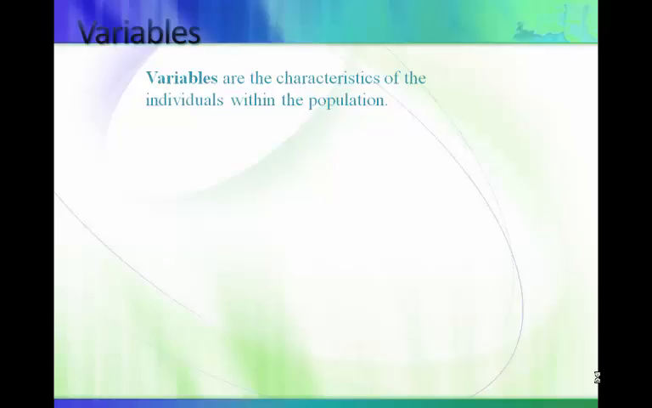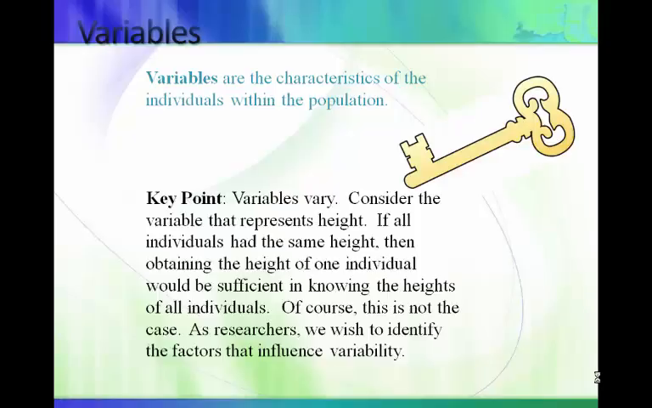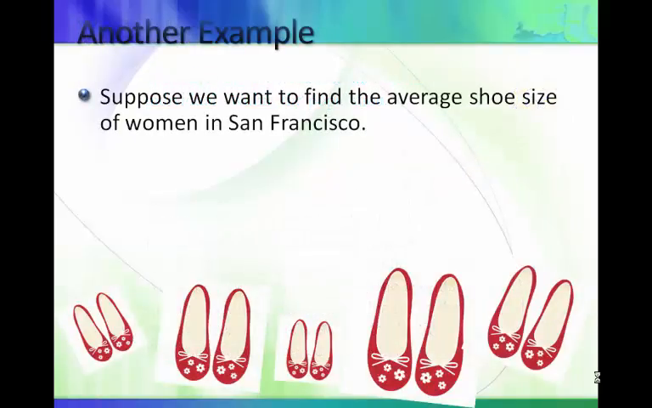Some more terms. Variables are the characteristics of the individuals within the population. A key point is that variables vary. That's how they got their name. Consider the variable that represents height. If all individuals had the same height, then obtaining the height of one individual would be sufficient in knowing the heights of all the individuals. Of course, that's not the case. As researchers, we wish to identify the factors that influence variability.